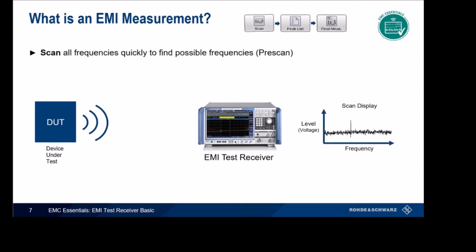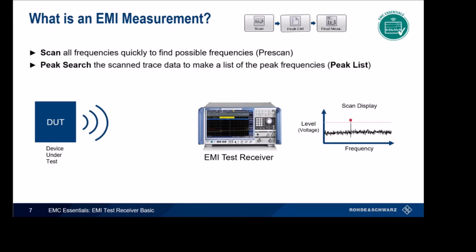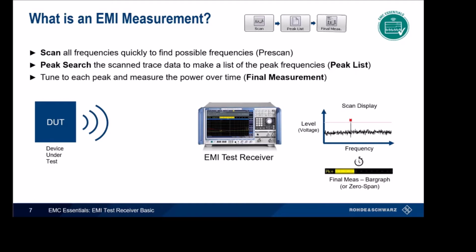Scan all the frequencies quickly to find only the possible frequencies. This we can sometimes call pre-scan. The next step is the peak list, which actually is the action of searching the scan trace data to find the peaks. We'll refer to this scanning or searching as a peak search and the final list as a peak list. The last step is to tune to each frequency and measure the power over time, which is the final measurement.